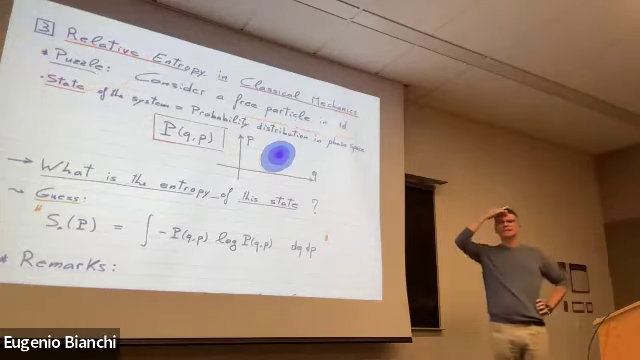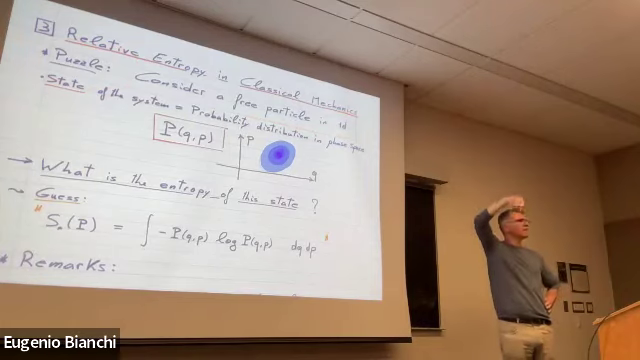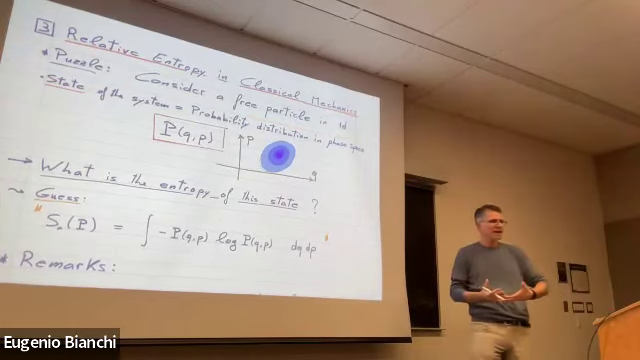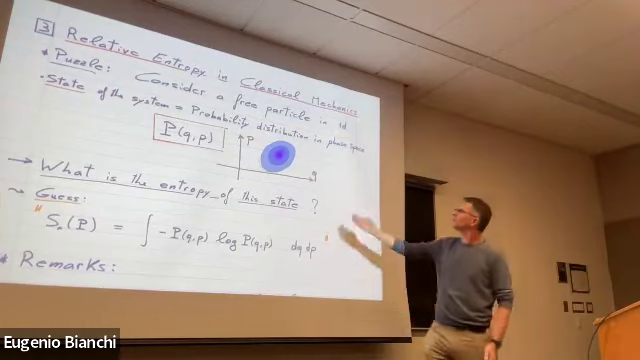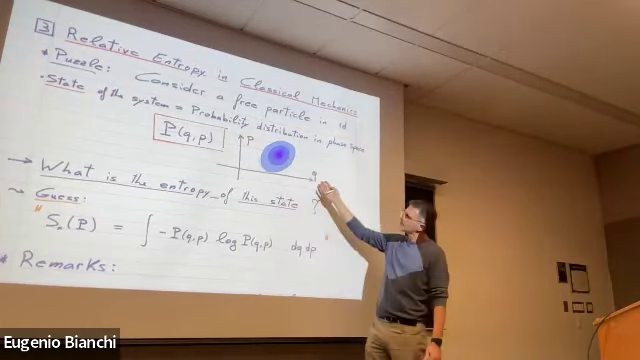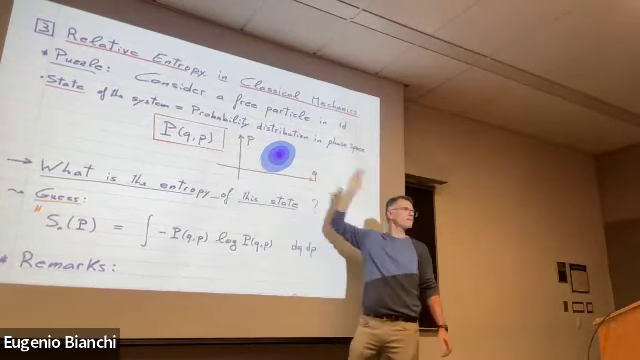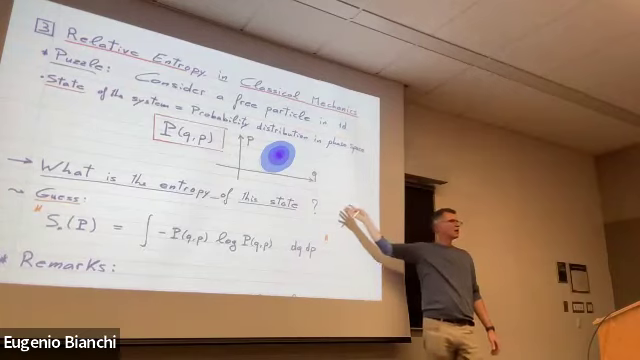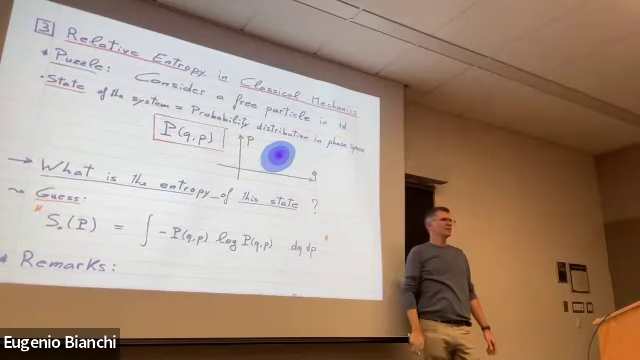The state of the system, well, it's not a point in the space. I have to prepare the system. I have some apparatus that prepares the system with some finite resolution. The state of the system is a probability distribution in phase space. Question, what is the entropy of this state?